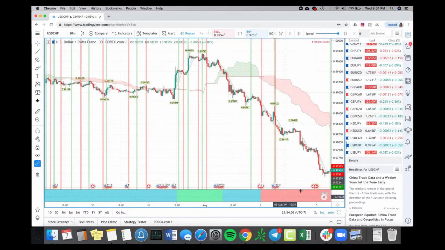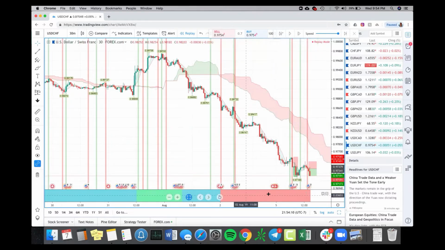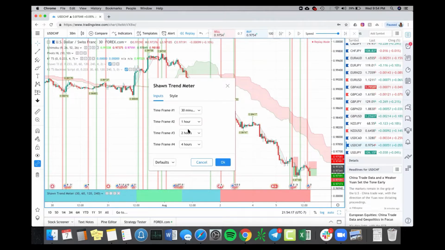So if this is red here, this means that price is trending down on 4 different time frames. And what you can do is change it. So if you want, the time frame is on a 30-minute, 1 hour, 2 hour, and 4 hour, this is like intraday. But if you want to do scalping, you can go from 1 minute to 3 minute, 5 minute, or 30 minutes, something like that.